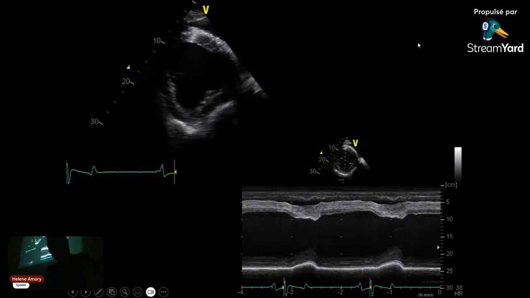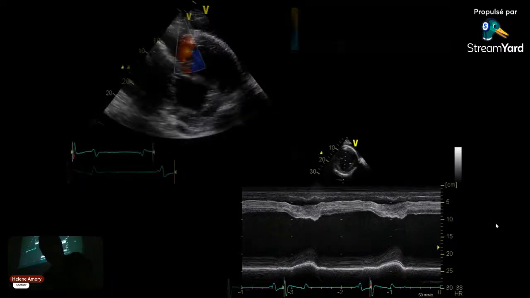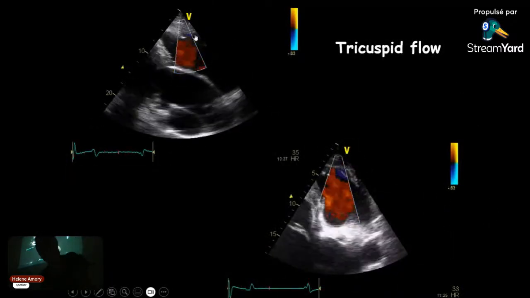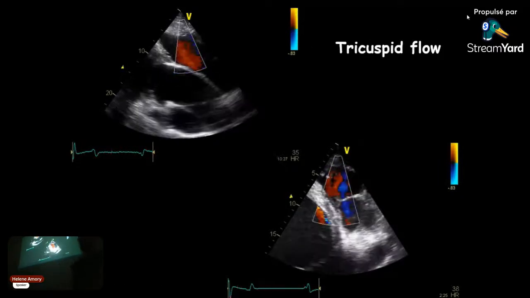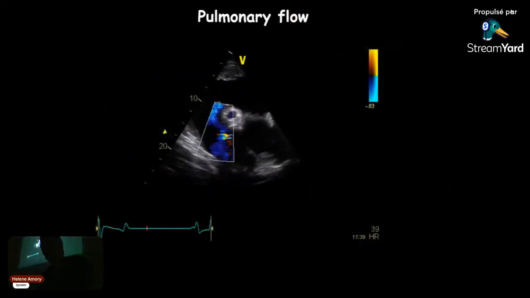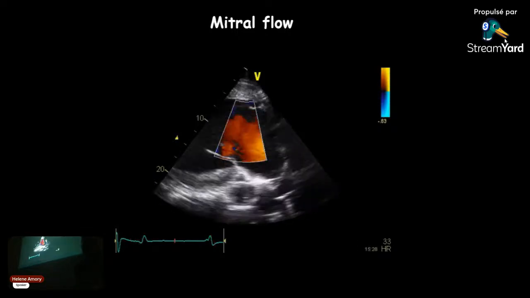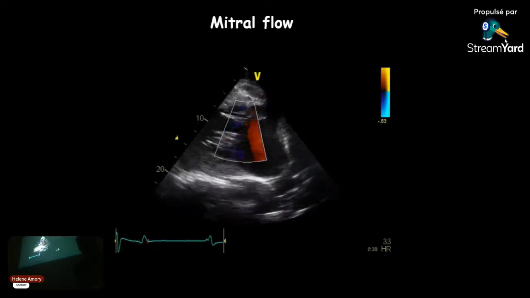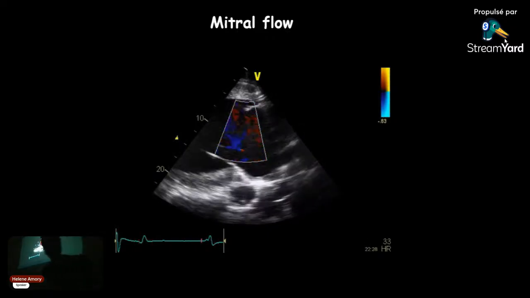This is the short axis view, pretty normal in this horse. The M-mode view is also normal. This is the tricuspid flow here. Normal, abnormal? What do you think? Completely normal. No turbulent flow at closure of the valve, no problem. Mitral flow, it's a diastolic murmur. Mitral insufficiency is not likely, but you can confirm that the mitral flow is completely normal.